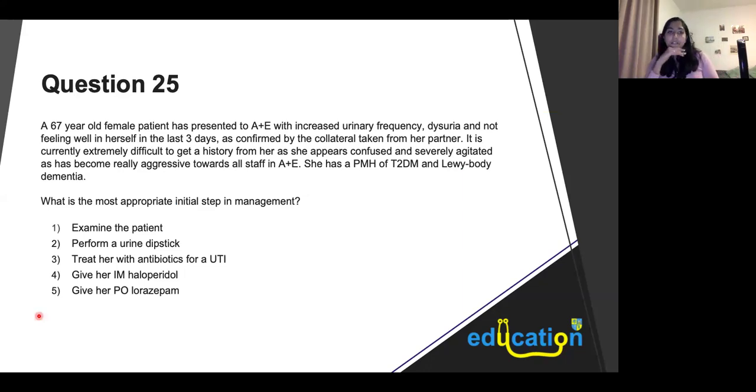All right, question 25. A 67-year-old female patient has presented to A&E with increased urinary frequency, dysuria, not feeling well, as confirmed by the dipstick taken by a partner. It is currently extremely difficult to get history from her as she appears confused, very agitated. She's become aggressive towards all the staff in A&E. She has past medical history of type 2 diabetes and Lewy body dementia. What is the most appropriate initial step in management?